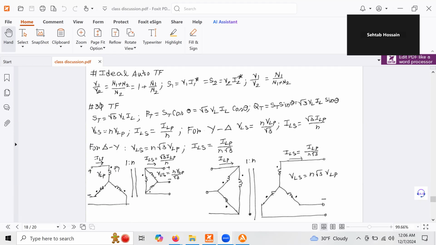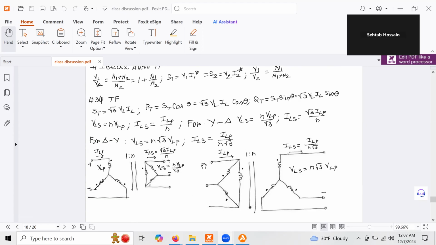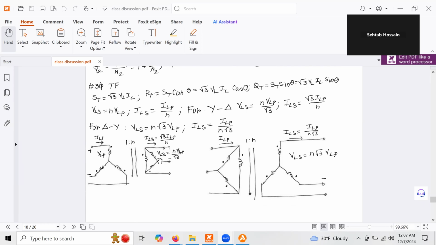So, the Y-delta connection of the transformer, where the delta is on the secondary side. VLS will be VLP over root 3, and ILS will be root 3 times ILP over N. For the delta-Y transformer, when Y is on the secondary side, the expression will be just like this. And this is the turns ratio; N is the turns ratio.